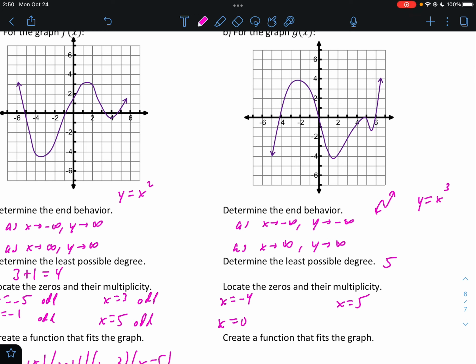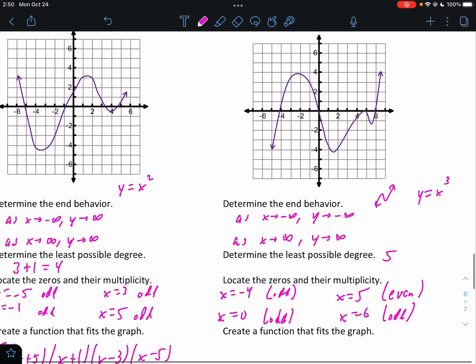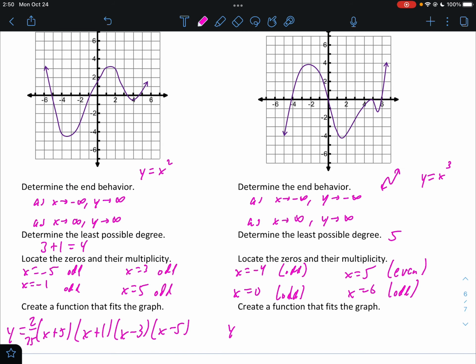and 5, and 6. It crosses at -4, crosses at 0, and crosses at 6, but it bounces at 5. So a graph could be x times x plus 4 times x minus 6 times x minus 5 squared. All right, last thing, the y-intercept here is supposed to be 0, which if we put 0 in here now, we would get 0. So that is our function that fits the graph.